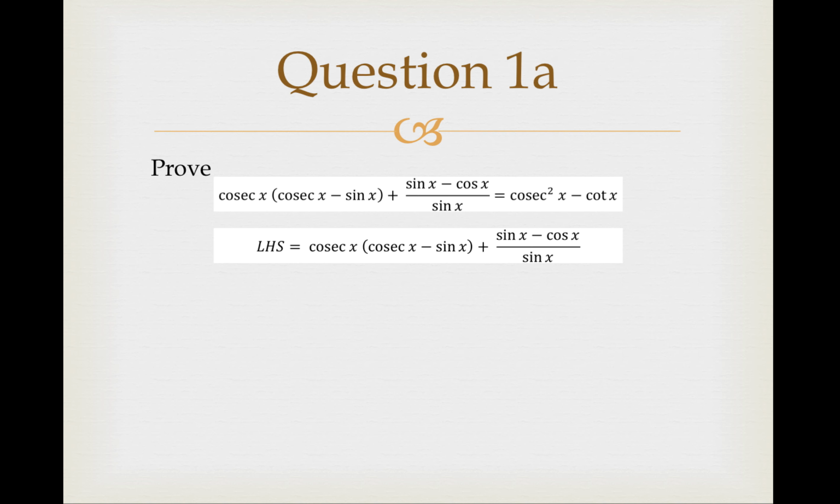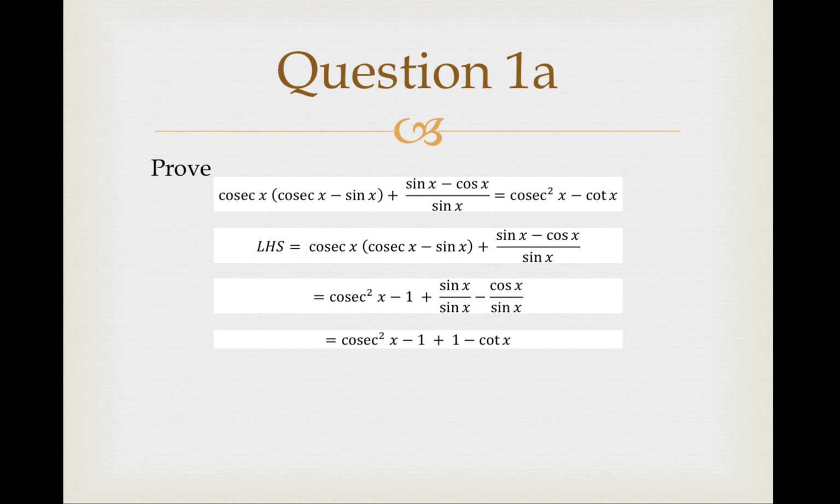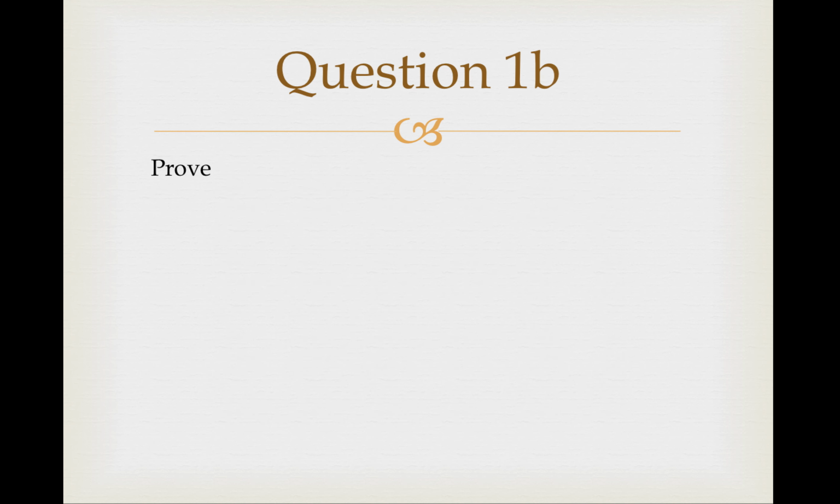So this is the left-hand side. First thing that you need to do is to expand by distributing the cosecant x to inside the bracket. And what we will have is cosecant squared x minus 1 plus sine x over sine x minus cosine x over sine x. Let's simplify. Sine x over sine x will become 1. Cosine x over sine x will become cotangent x. We can combine negative 1 plus 1, that becomes 0. And we will have cosecant squared x minus cotangent x, which is actually the right-hand side. So in this case, we have already proven the identity. Good. Let's move on to question 1b.